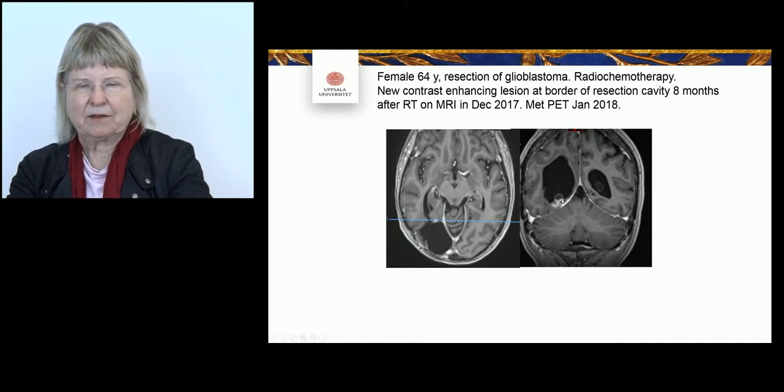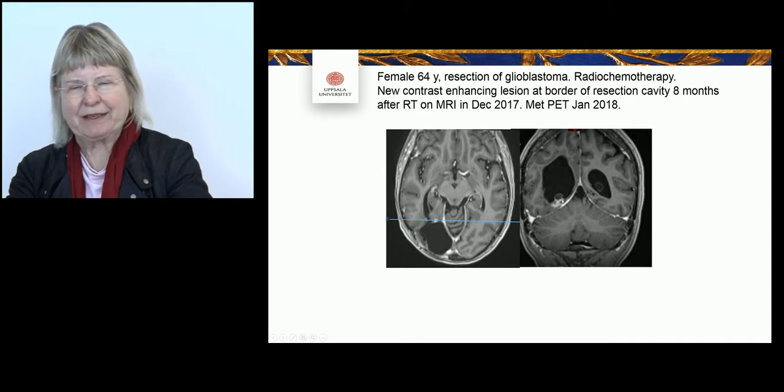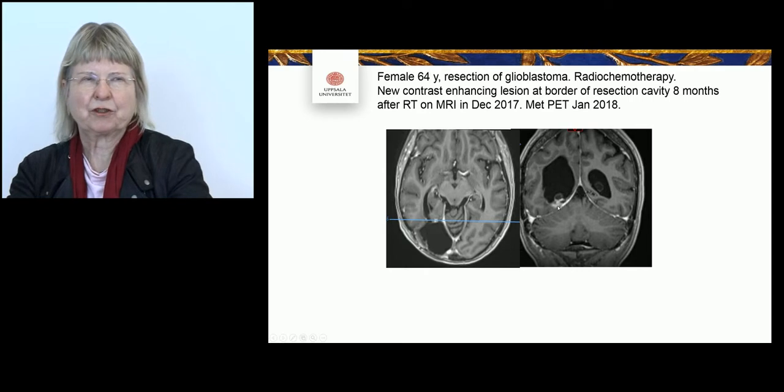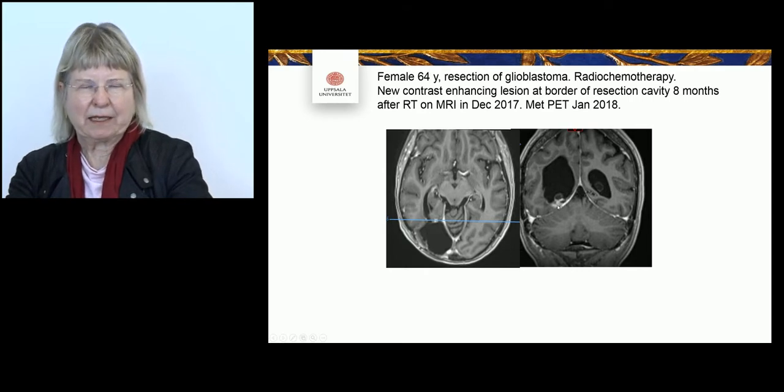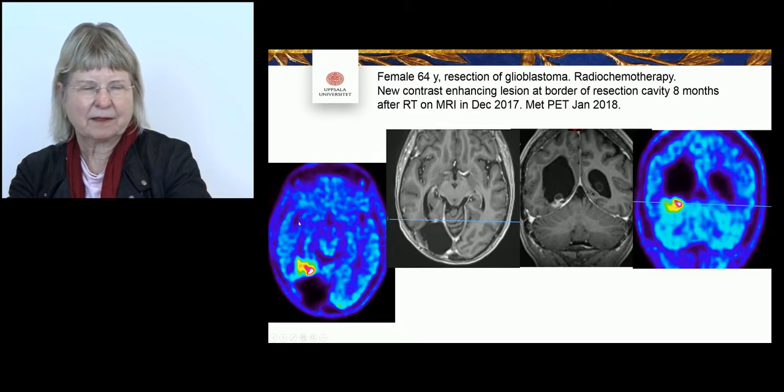And this is seen here on MRI in the coronal view as well. It is just inferior to a choroid plexus cyst, which makes the evaluation more difficult. A perfusion MRI was done, but not so easy to interpret, and therefore we added a methionine PET. This was 1 month after the MRI, and you can see that it shows a very high uptake in the lesion, which supports the fact that this should be recurrent tumor.